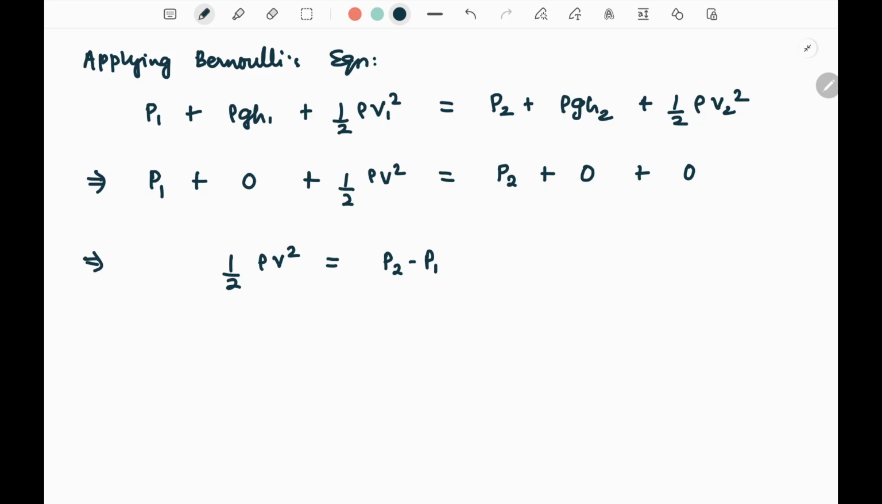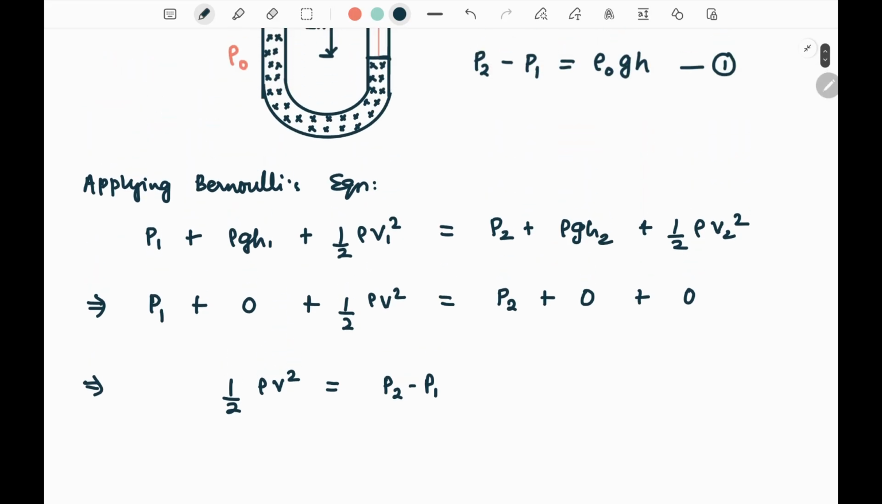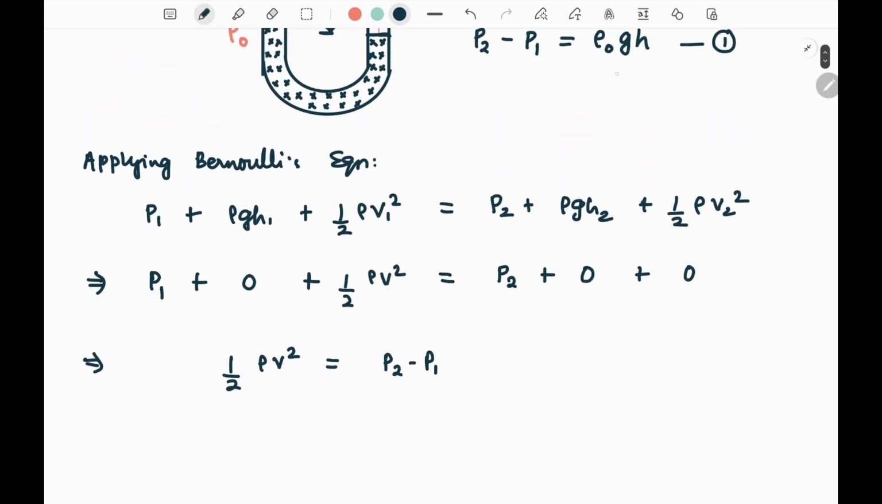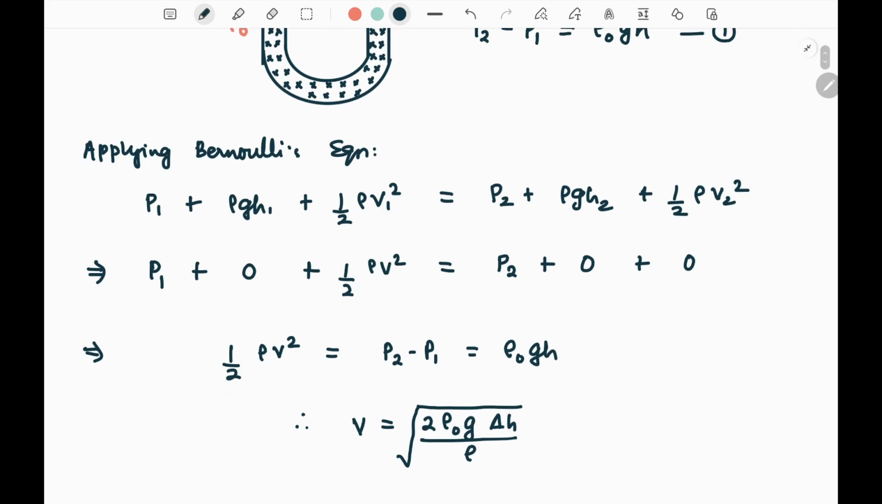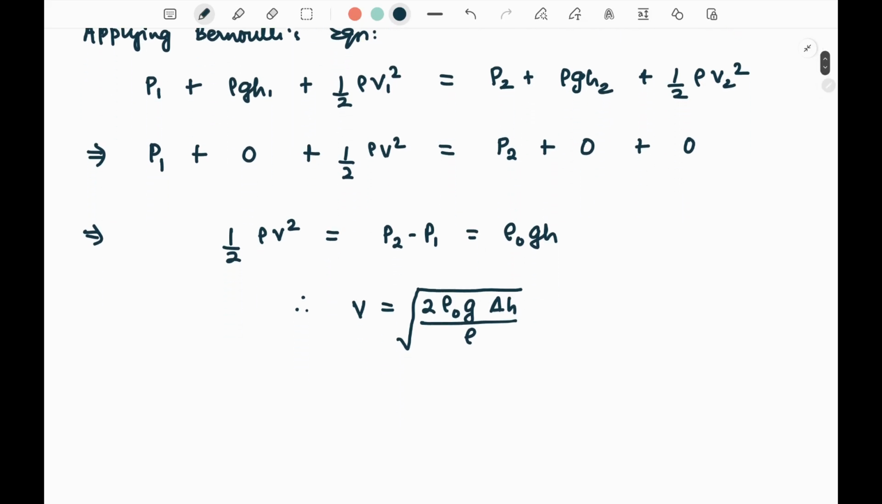Over here we consider that the flow is taking place such that the density of the liquid and the gas are rho naught and rho respectively. So gas is having density rho and liquid is having density rho naught. So we are putting P2 minus P1 equals rho naught g delta H from equation 1. And hence from here we can say that the velocity of flow V equals root over 2 rho naught g delta H by rho. This is the expression for velocity that we have.